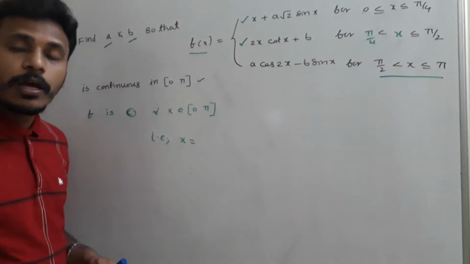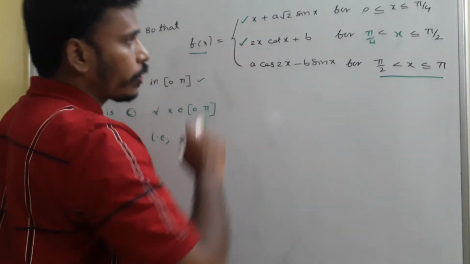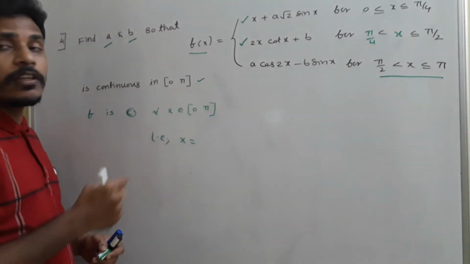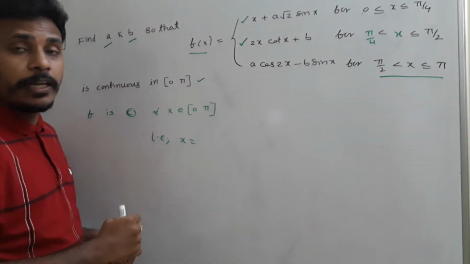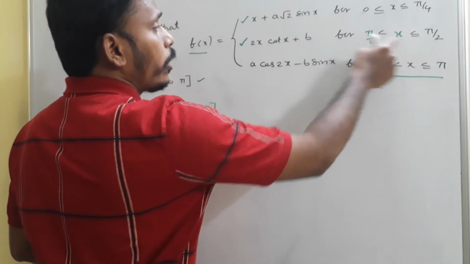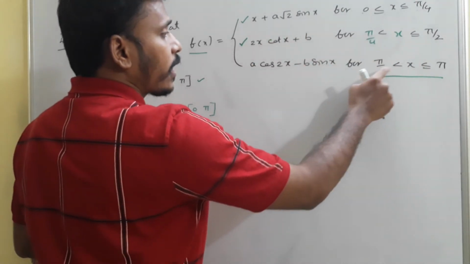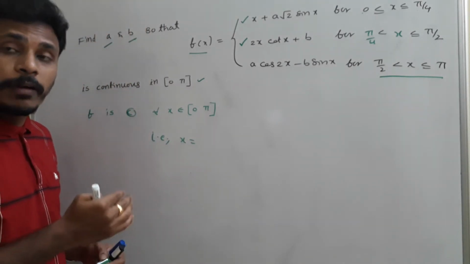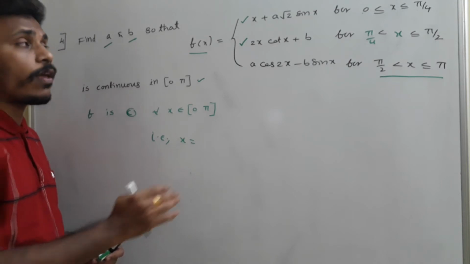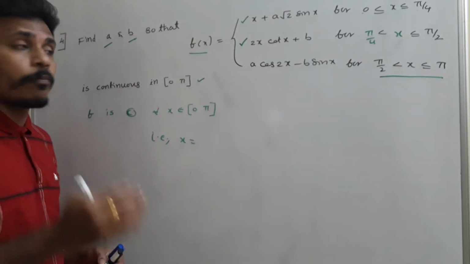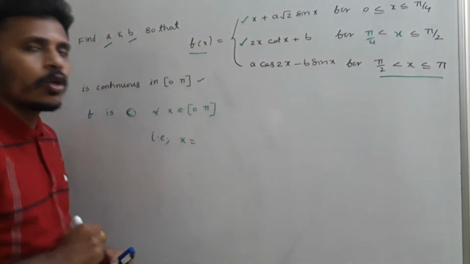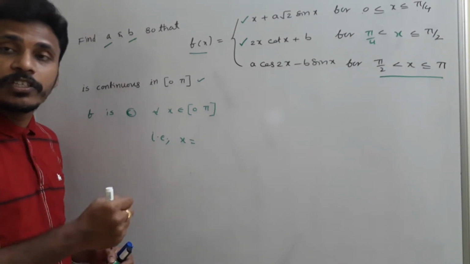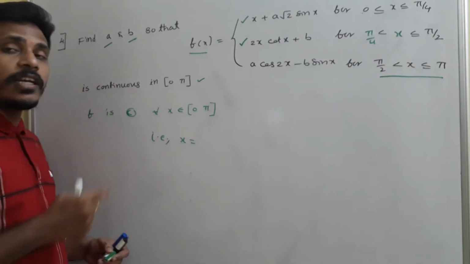In particular, when you observe the definition of the function, at pi by 4 and at pi by 2, there are different definitions for the function. At pi by 2, for x less than pi by 2, we need to use this definition, and for x greater than pi by 2, we need to use this definition. As well, at pi by 4, left side of pi by 4, we have one definition, whereas right side of pi by 4, we have another definition. So there is some confusion. We have a doubt at those points whether the function is continuous or not. But it is given that it is continuous.